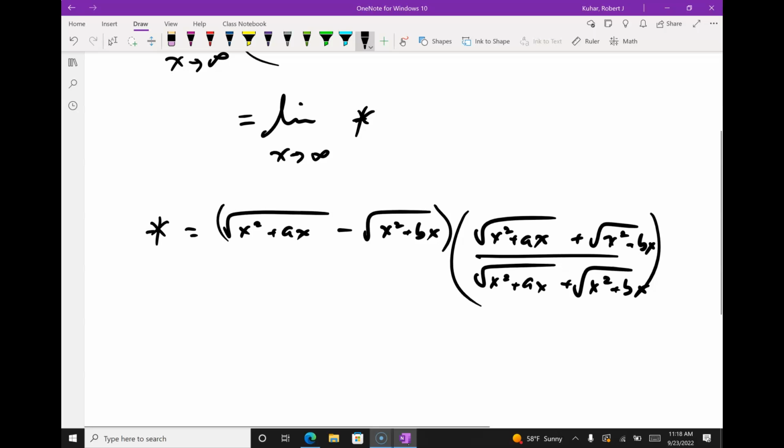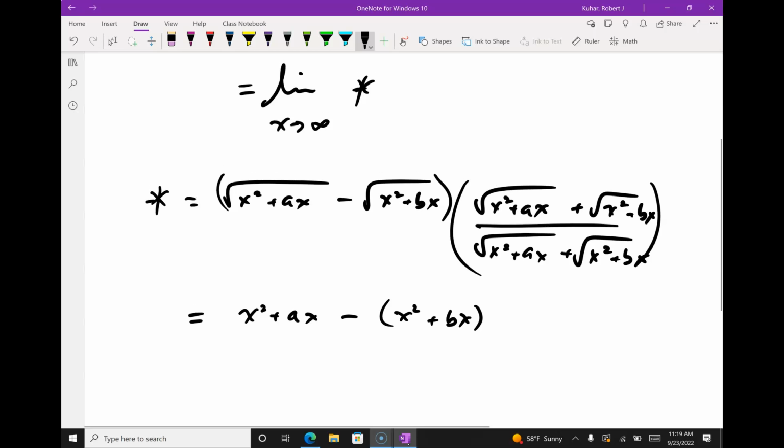So upstairs, and this is where I think you probably had the issue, upstairs I get x squared plus ax, right? Because when I square the two radicals, the radical goes away. And then minus x squared plus bx, and it's the parenthesis that I'm mostly worried about there. You got to make sure that negative gets distributed all over the conjugate.